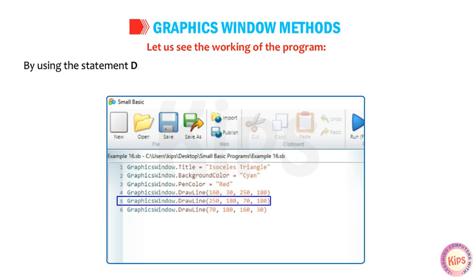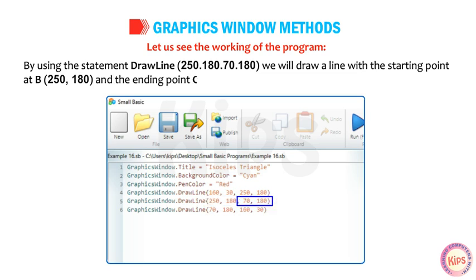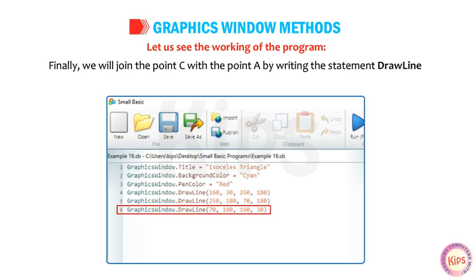By using the statement DrawLine(250, 180, 70, 180), we will draw a line with the starting point at B (250, 180) and the ending point C (70, 180). Finally, we will join the point C with the point A by writing the statement DrawLine(70, 180, 160, 30).